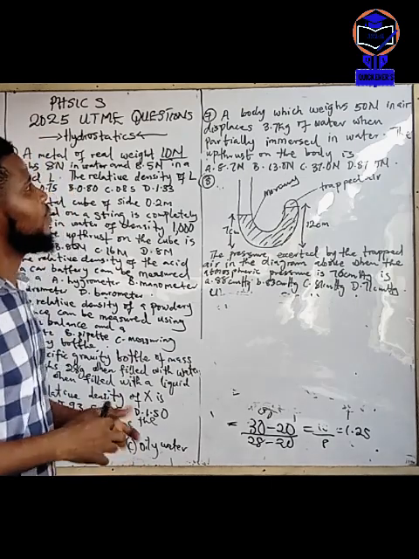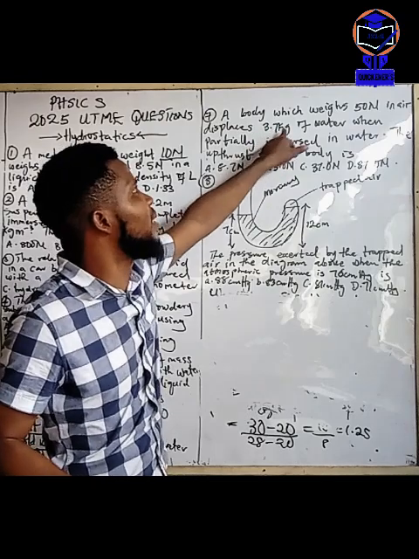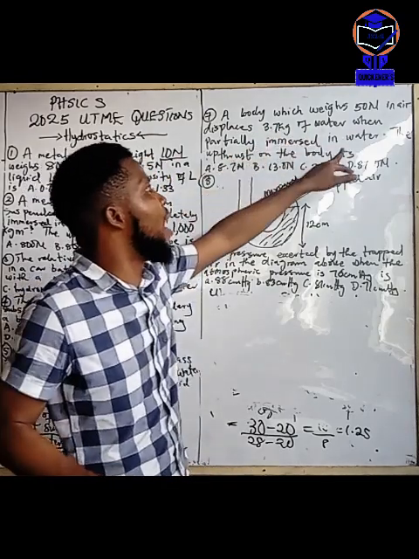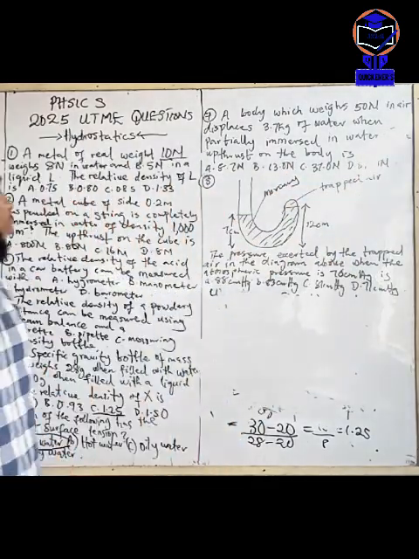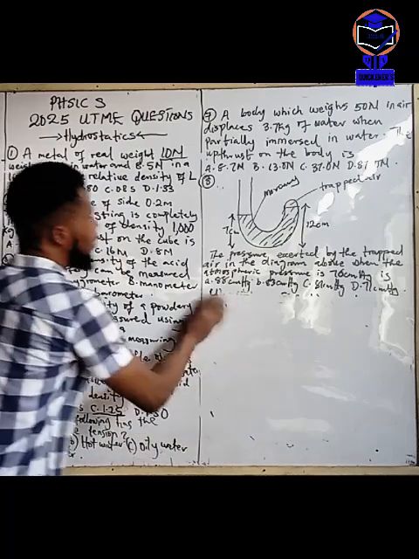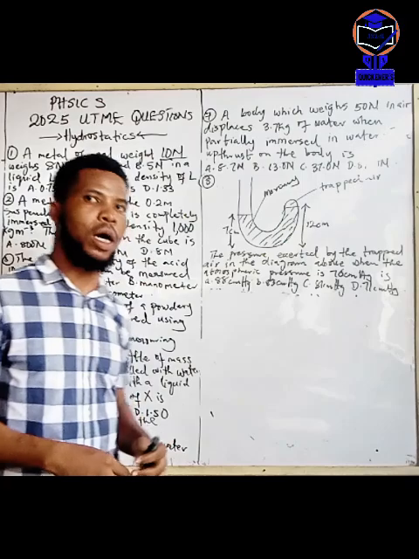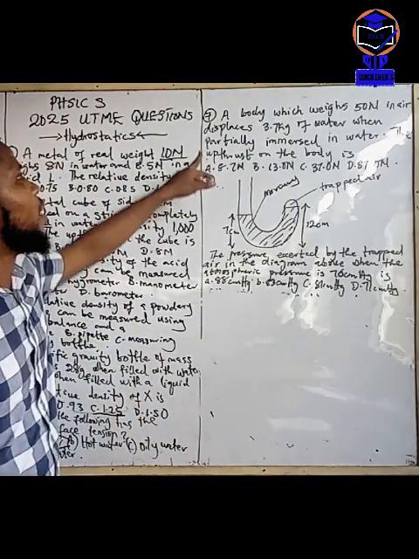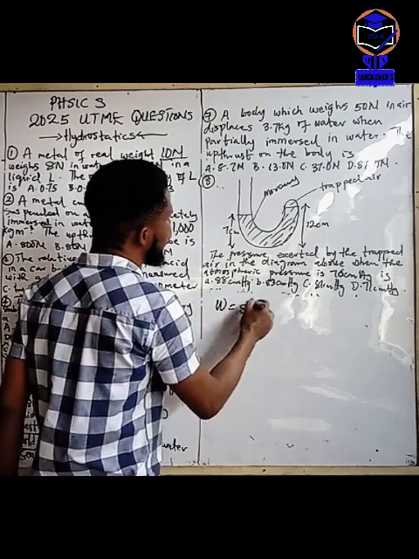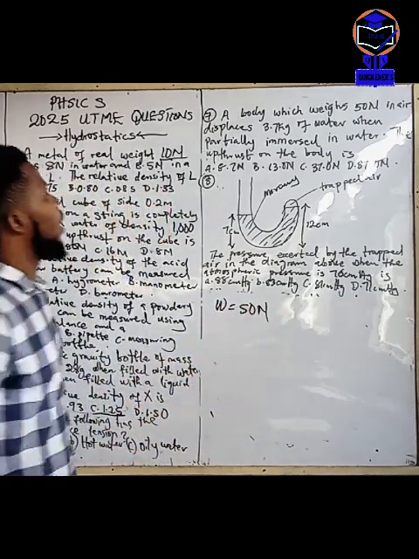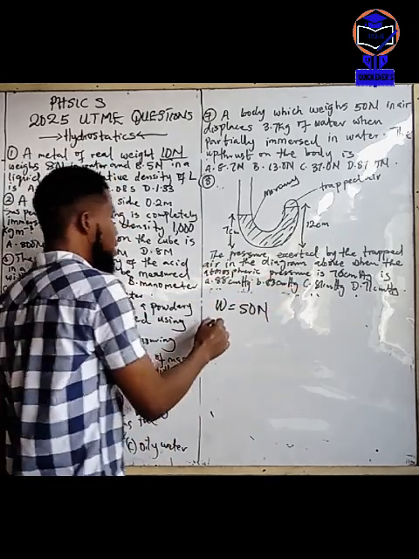Now a body which weighs 50 newtons in air displaces 3.7 kilograms of water when partially immersed in water. This aspect is under the principle of flotation, alright? Now look at it. A body which weighs, the normal weight in air is 50 newtons, alright? But it displaces 3.7 kilograms of water when it is partially immersed.